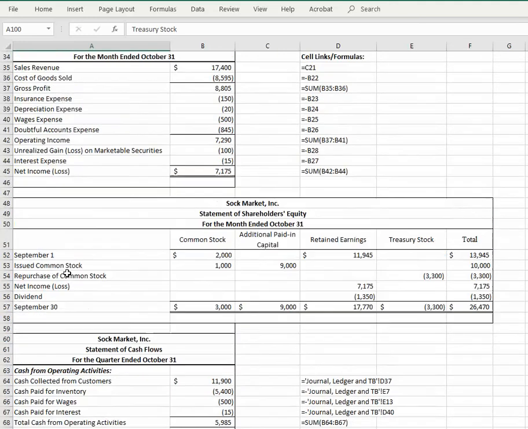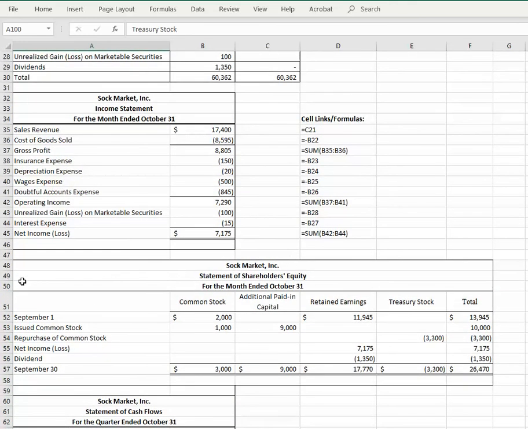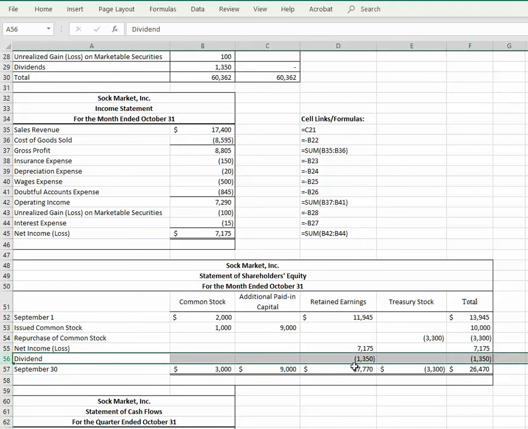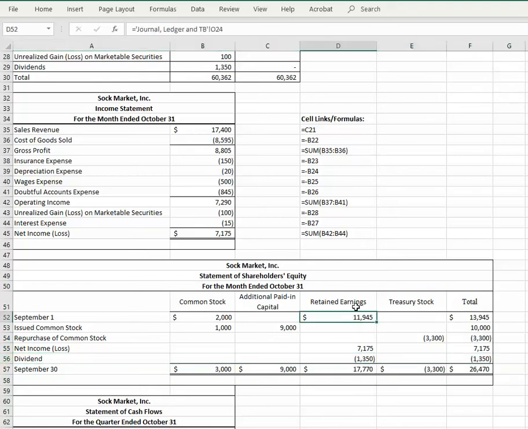How does it look on the financials? As far as the statement of shareholders' equity, again, dividends are not an expense. Here you can see the dividends. It's part of the retained earnings, the good old beginning retained earnings, plus your net income, which is right from your income statement, minus these dividends.